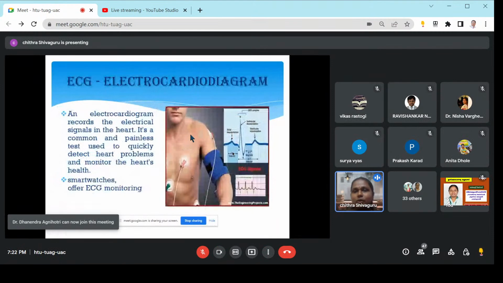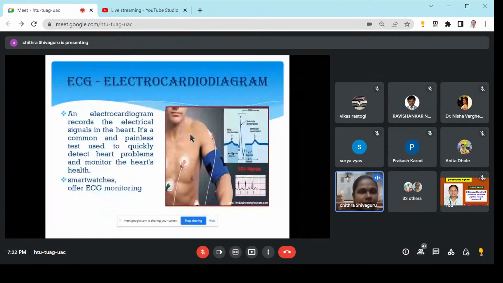Some of us would have heard of or come across this situation. It's ECG, electrocardiogram. It records electrical signals in the heart.